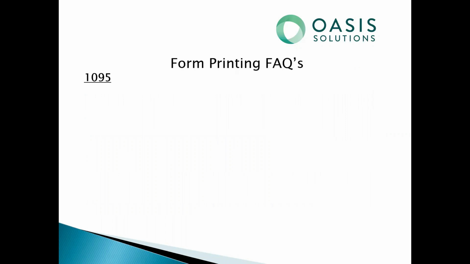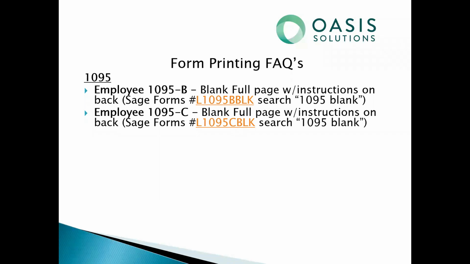If we talk about Affordable Care Act reporting, that's the 1094 and 1095s. Of course, there are the B forms and the C forms. Sage Checks also has those forms. Again, I've included the part numbers, but I can't get those forms to populate when I search on the part number. I've always just searched on 1095 blank, and it will populate the options of the 1095B and 1095C, and you would select whichever one you need for your filing, the B forms or the C forms.